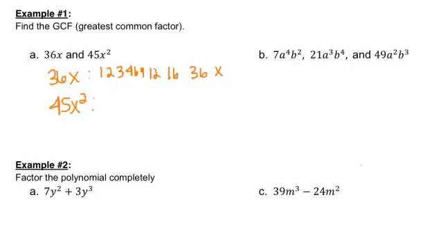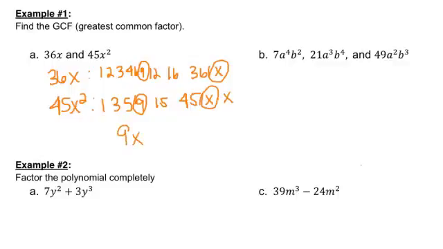So next we need to look at 45x squared. So we have 1 and 45, 3 and 15, and 5 and 9. And then with x squared, we know that that's x times x. So we're looking for the greatest common factor, so the largest number that they have in common and the largest amount of variables that they have in common. So for this one, we have a 9 in common, and we also have 1x. So our greatest common factor is 9x.